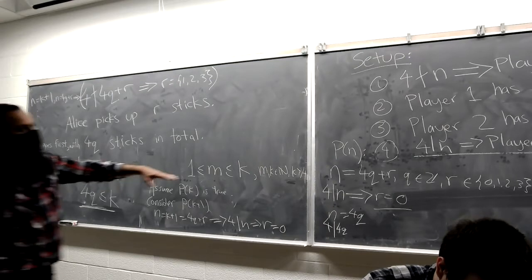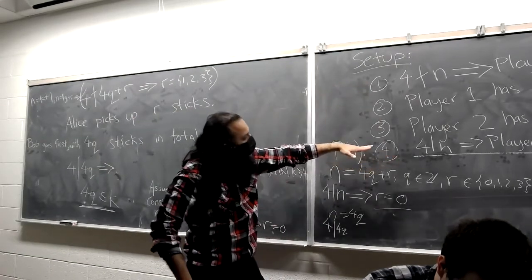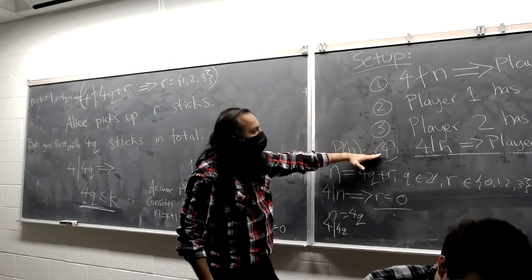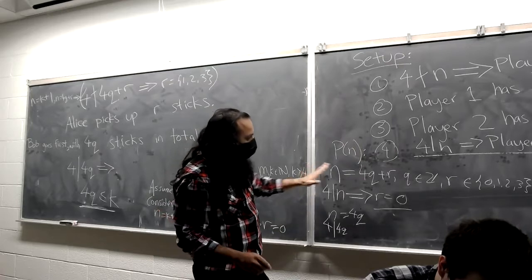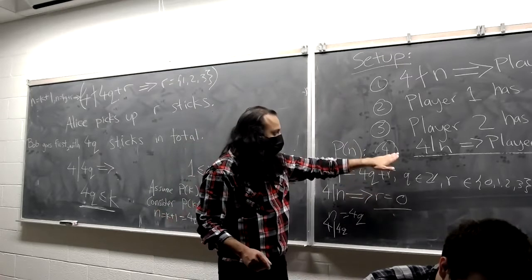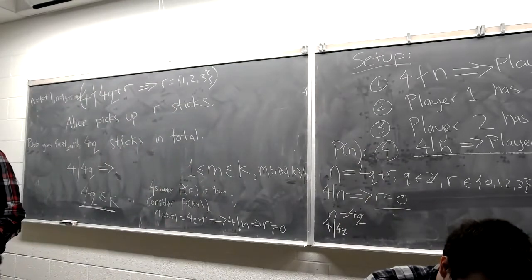For this case, I've already given you the proof for 1. You've got to do at least a bit of the assignment by yourself. Try to prove 4 by yourself. I'm just telling you the strategy will not be pick up r sticks, because in case 4, r equals 0. So you might be picking up some other number of sticks.